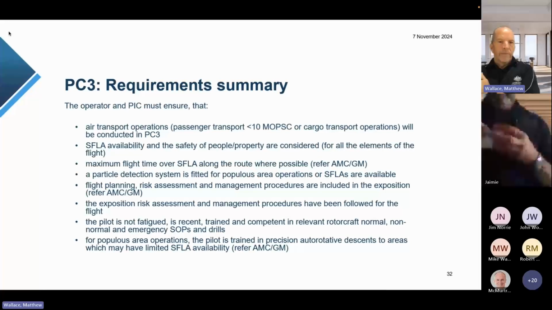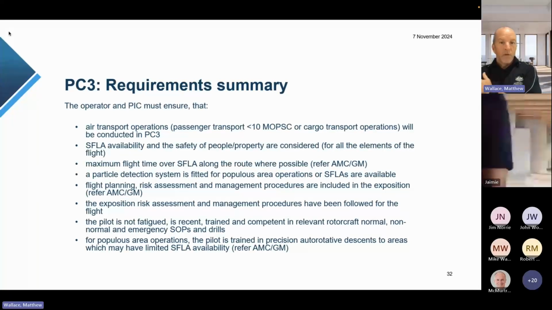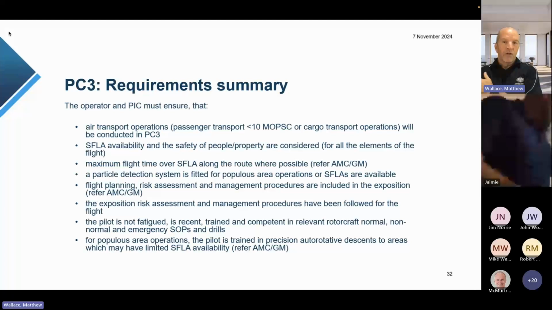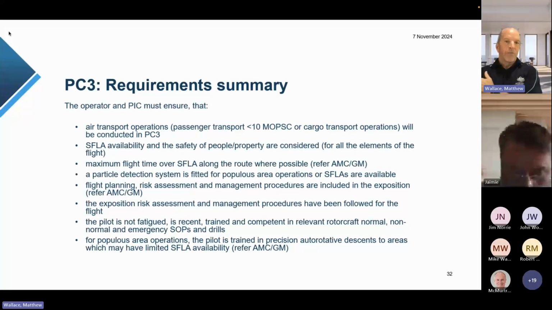The requirements summary. So air transport, less than 10 seats, or cargo transport operations, will be conducted in PC3, or rather, can be conducted in PC3. A suitable forced landing area is available, and the safety of the people and the property are considered for the elements of the flight. Maximum flight time over a suitable forced landing area along the route where possible. And in the guidance material, it talks about how, if you can deviate and add less than about 5 minutes to the total flight time, that should be acceptable.